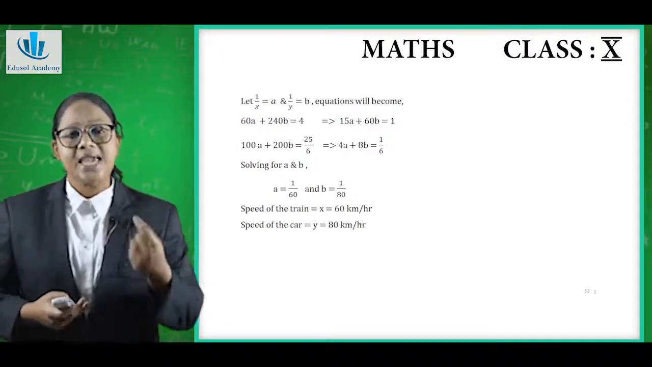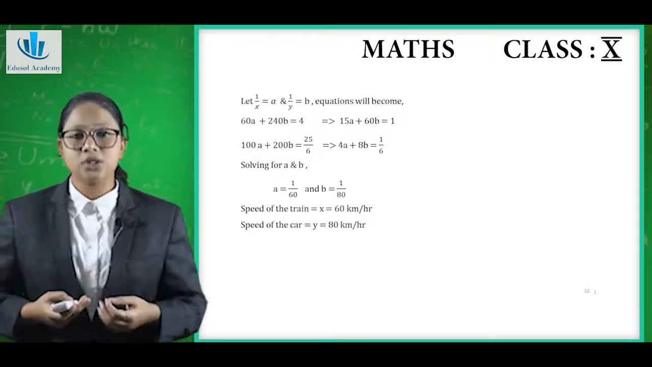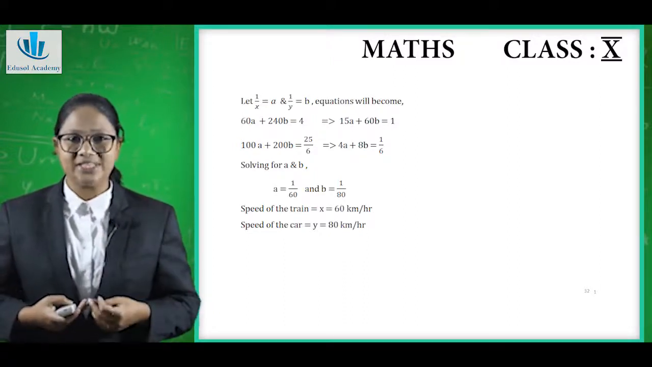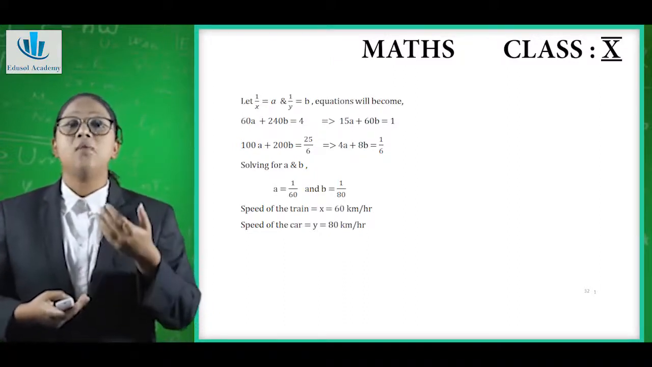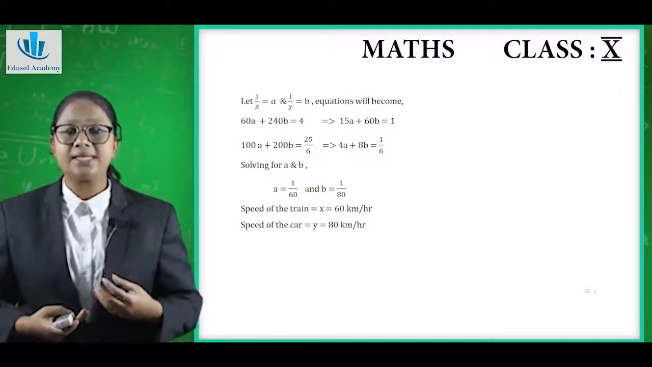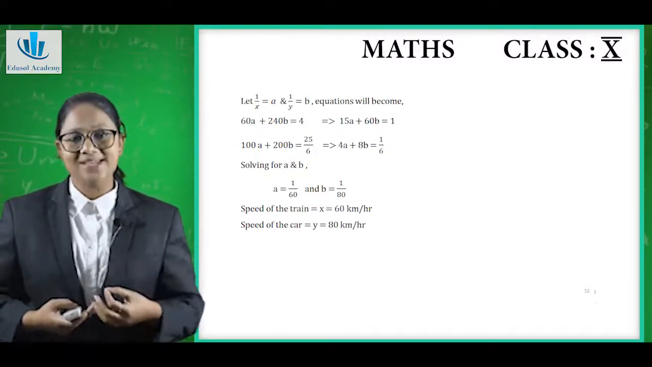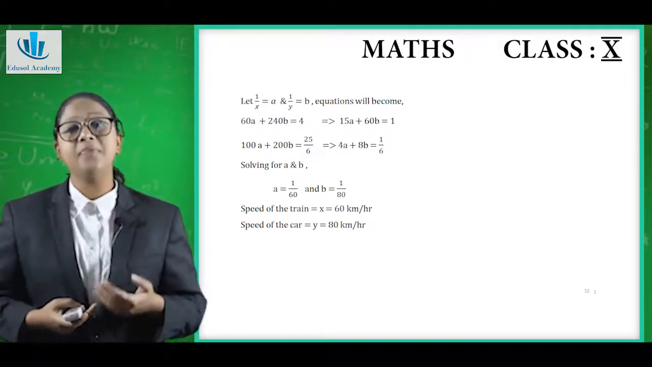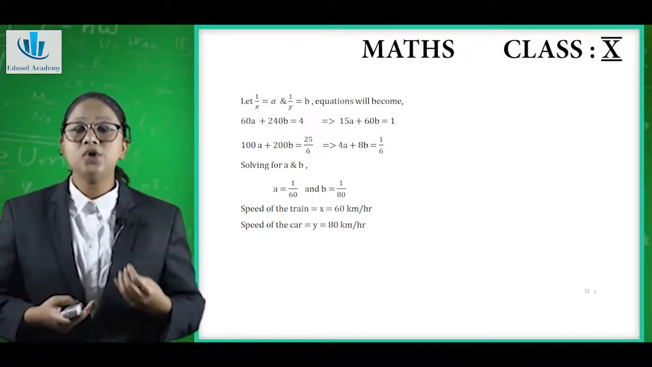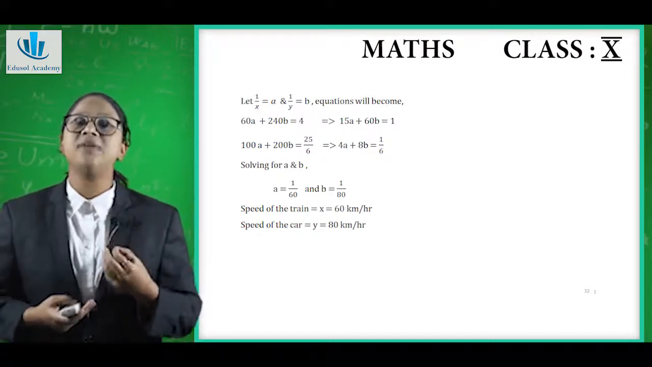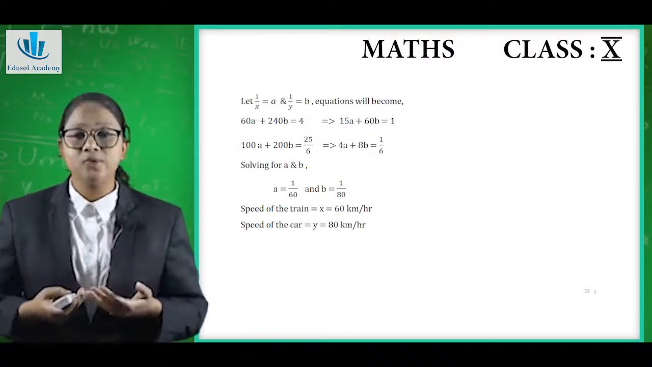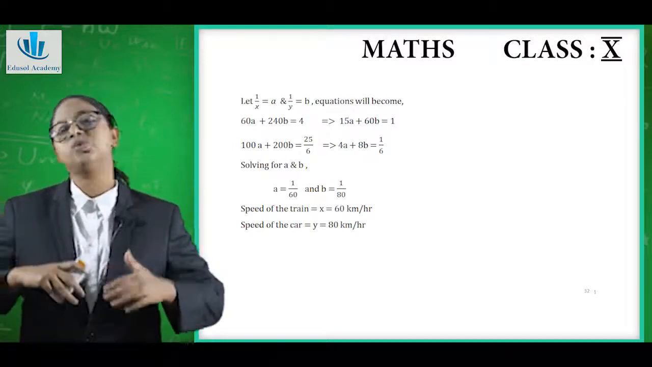Now you may notice that x and y are in the denominators. We are not used to doing problems with x and y in the denominators. So in such type of questions, we have to assume 1 by x, or 1 by the denominator, as another value. So let 1 by x be equal to a and 1 by y be equal to b. Then the equations will become 60a plus 240b is equal to 4 and 100a plus 200b is equal to 25 by 6. Then you may solve it as usual and find the values of a and b, then give it back to x and y.